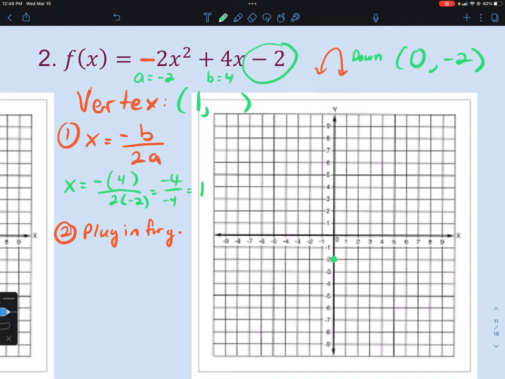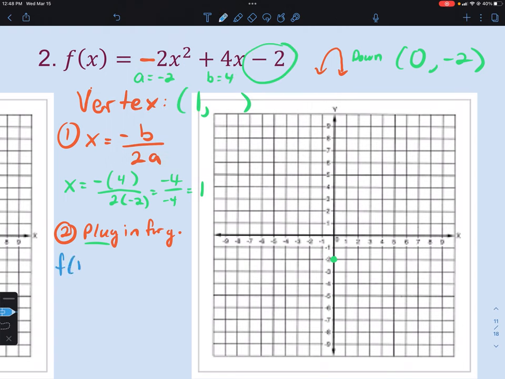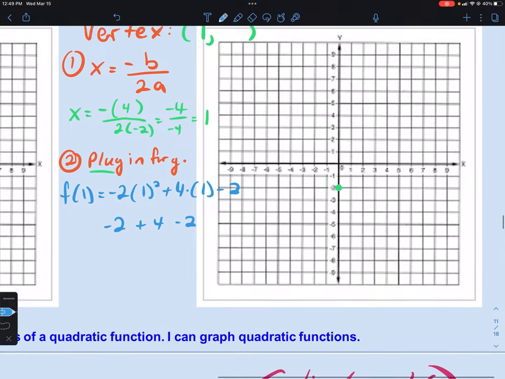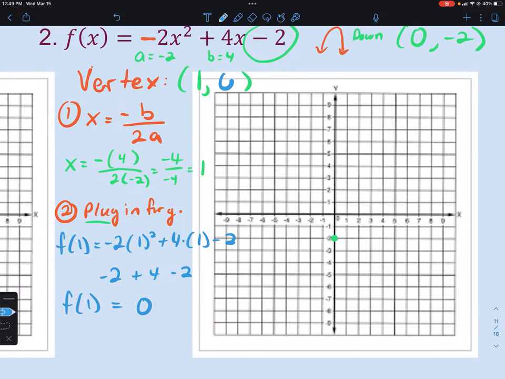And then we're going to take that number and plug it in to get our y. So f of 1, I'll do this in blue. f of 1, we're going to plug it in: -2 times 1 squared plus 4 times 1 minus 2. So 1 squared is 1, so -2 times 1 will be -2. 4 times 1 is just 4, and then I have a minus 2. And actually, this works out to just be 0. So our vertex is at (1, 0).